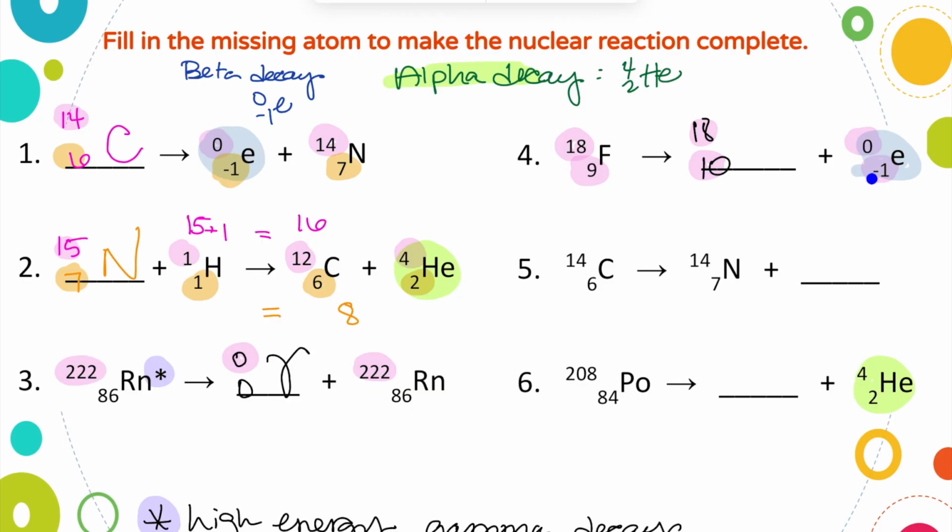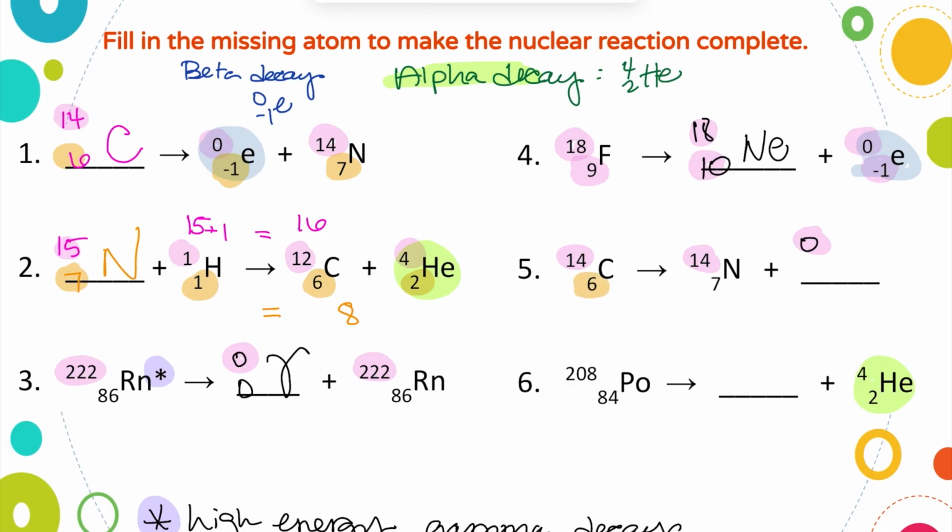10 plus -1 gives me that 9. And I can go to my periodic table and neon is element number 10. This next one, we've got carbon, which is 14, and then I have nitrogen with a mass of 14. So that means I'm going to need a 0 here in order for us to have a total of 14 on both our products and reactants.